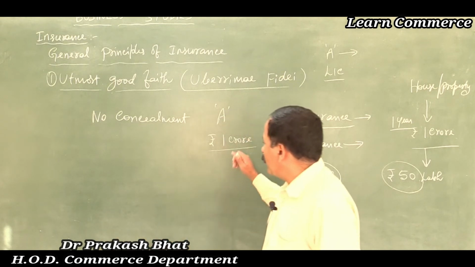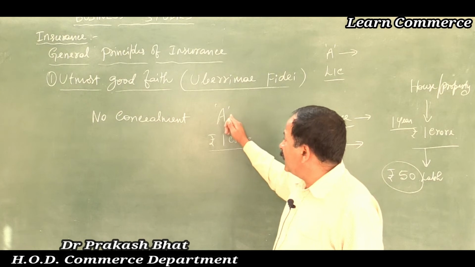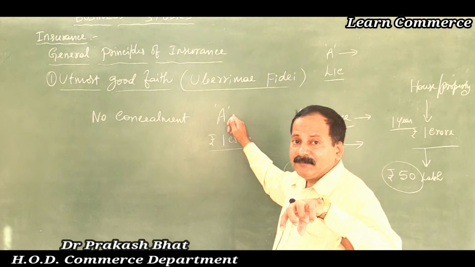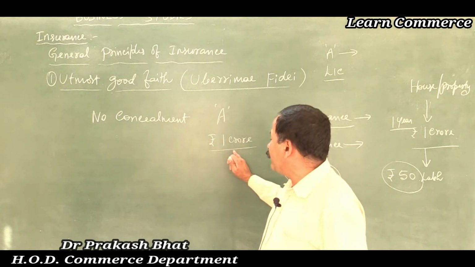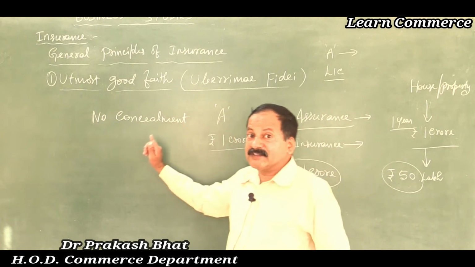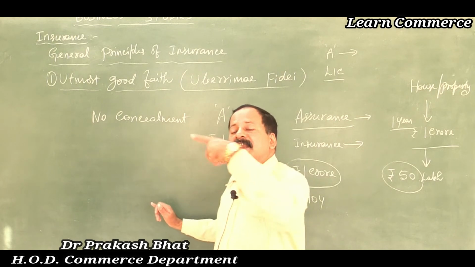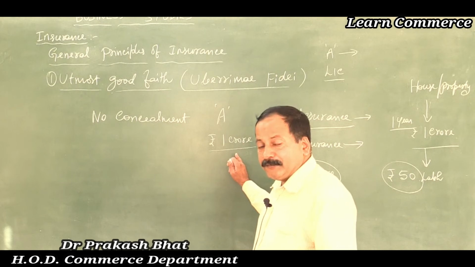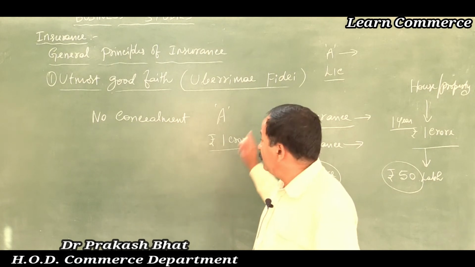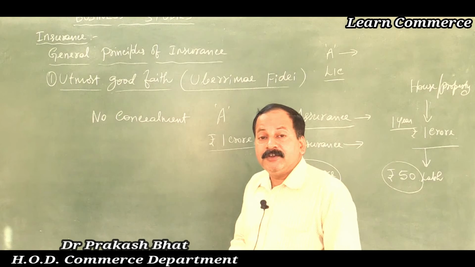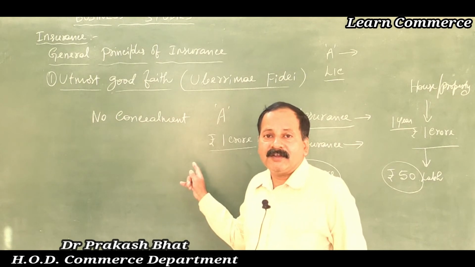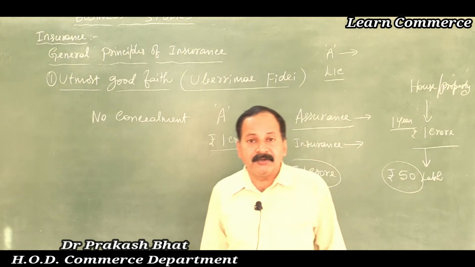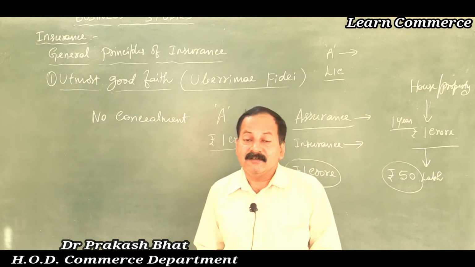But now, what happens here? As Mr. A has concealed the material fact, Mr. A has not disclosed the actual condition of his health to the insurance company, the insurance company can avoid the contract. If anything happens after 2 years and the insurance company comes to know that Mr. A had cancer and did not disclose that real fact, then the insurance company need not pay the compensation of rupees 1 crore to the family. Remember this, friends.